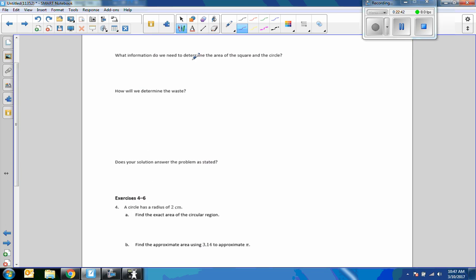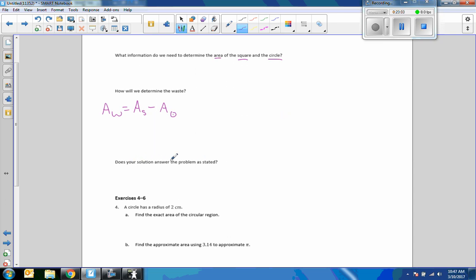So what information do we need to determine the area of the square and the circle? Well, we need the area of the square, we need the area of the circle, and how will we determine the waste? Area of square. So I'd say area of waste equals area of square minus area of circle.